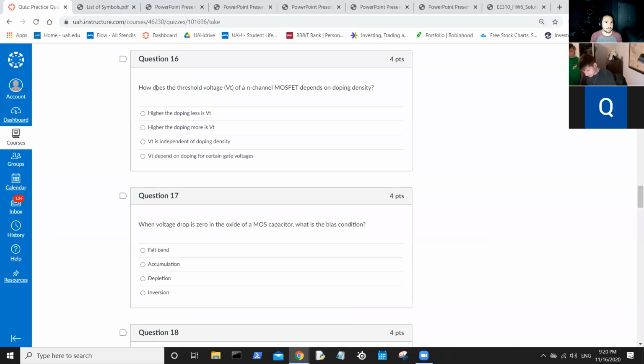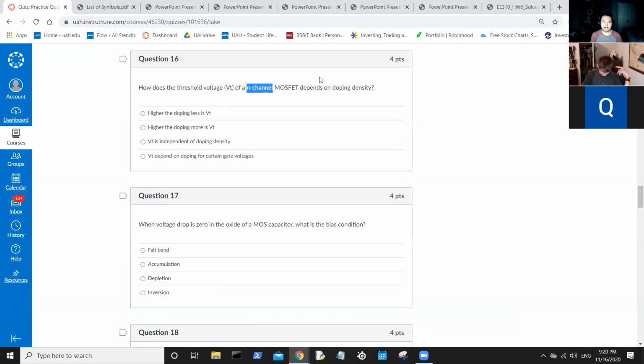Question 16. How does the threshold voltage of an N-channel MOSFET depend on doping density? So we're talking N-channel MOSFETs here. Would that be the second one? Second one, you said higher the doping, more is VT. So yes, it should be that one. It should be higher doping equals more threshold voltage.